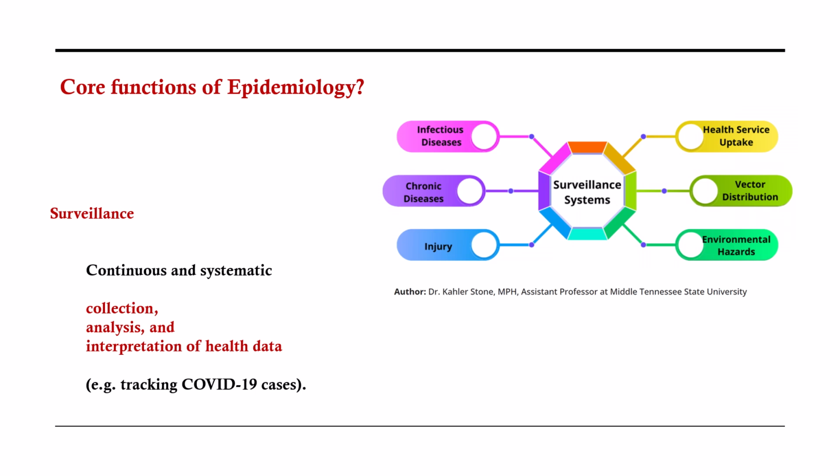Or environmental hazards surveillance system. One example is air quality index. So through the surveillance of air quality index, we can identify air pollution early and can take preventive measures. Environmental hazard surveillance system.